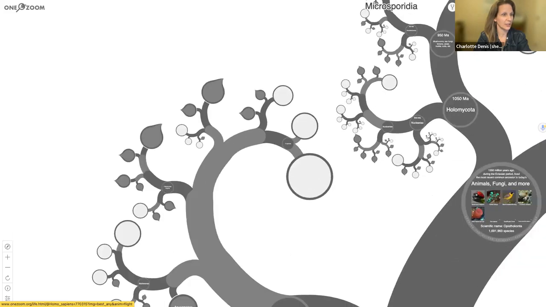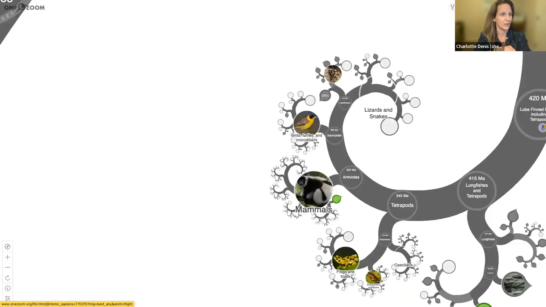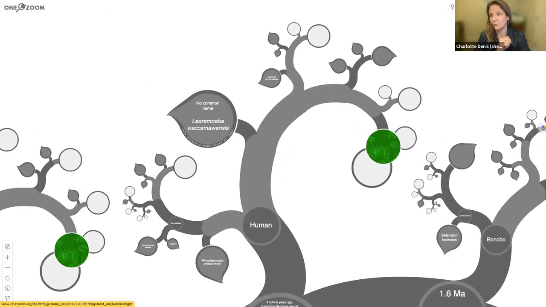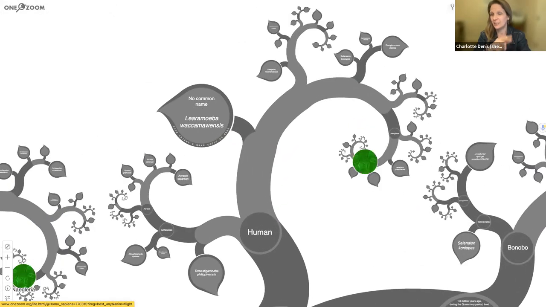I'm just going to type in Homo sapiens in the search bar. And then what you'll see is that when I click on human, it's actually going to zoom in all the way in. It's a little bit laggy because we're on Zoom, but it has zoomed into all these tiny little branches of this tree of life, and it brings us to this branch where human has branched off.